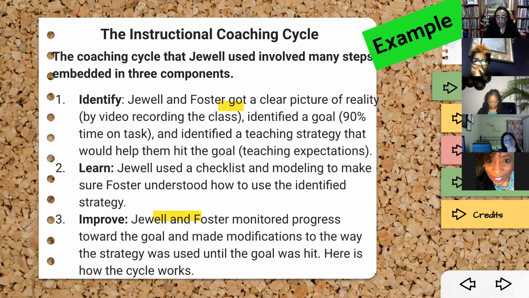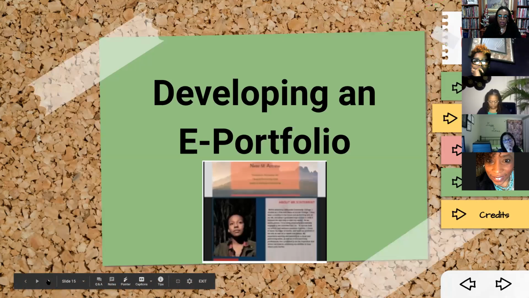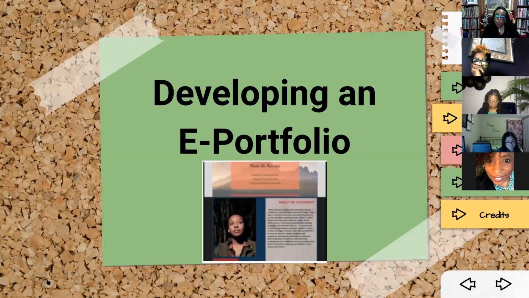And the last part of what we're going to talk about today is we're going to get into developing an e-portfolio. So the people that you're going to work with, they're going to have to develop an e-portfolio and you're going to be a part of it. So we don't have all of the details right now as to everything that's going to go into an e-portfolio, but I did want to spend just a little bit of time talking about what could go into an e-portfolio.